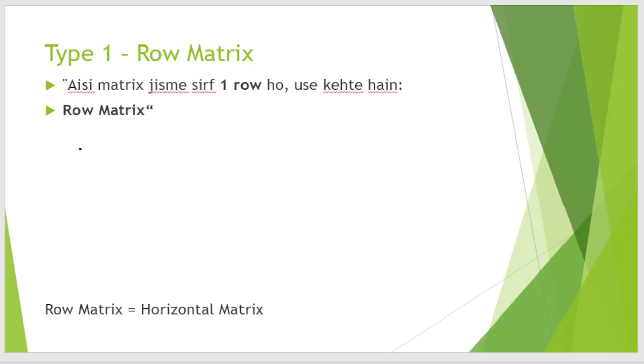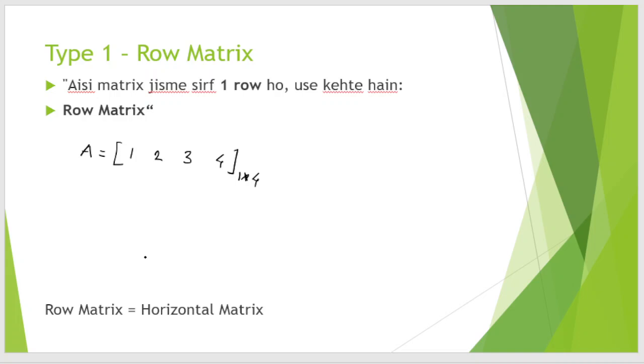Only one row, right? For example, I'm going to write matrix A is equal to only one row, 1, 2, 3, 4, only one row, and there are 4 columns. So number of rows 1 and number of columns 4. So order of this matrix is 1 by 4. Row matrix is always horizontal, right? Horizontal matrix. So this is the first type of matrix.